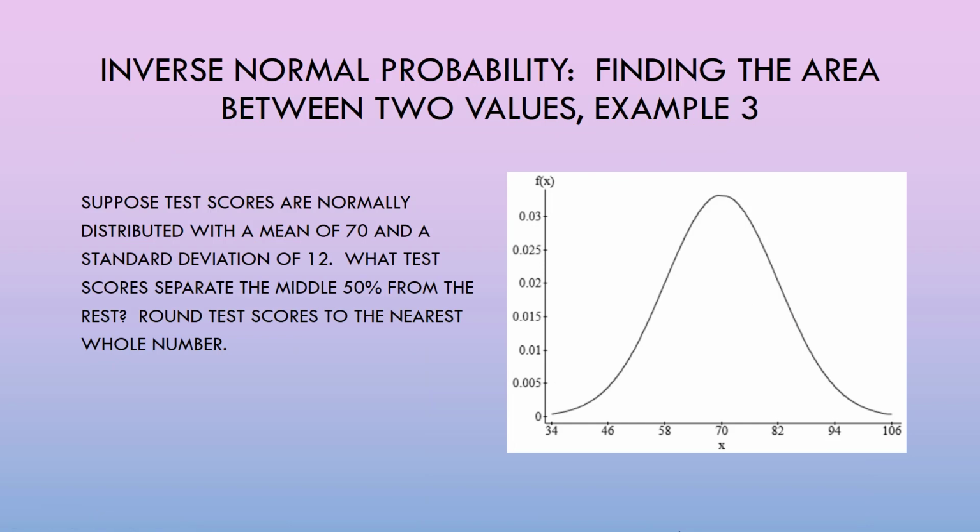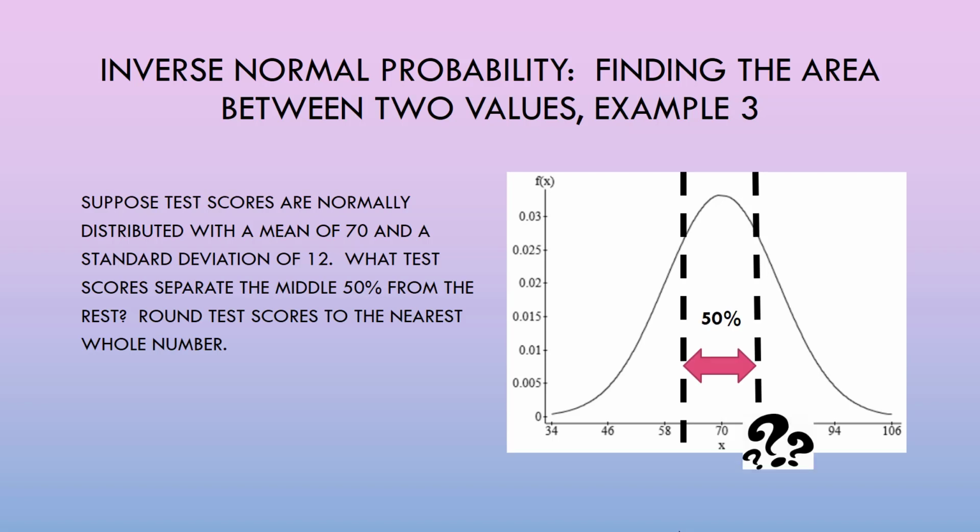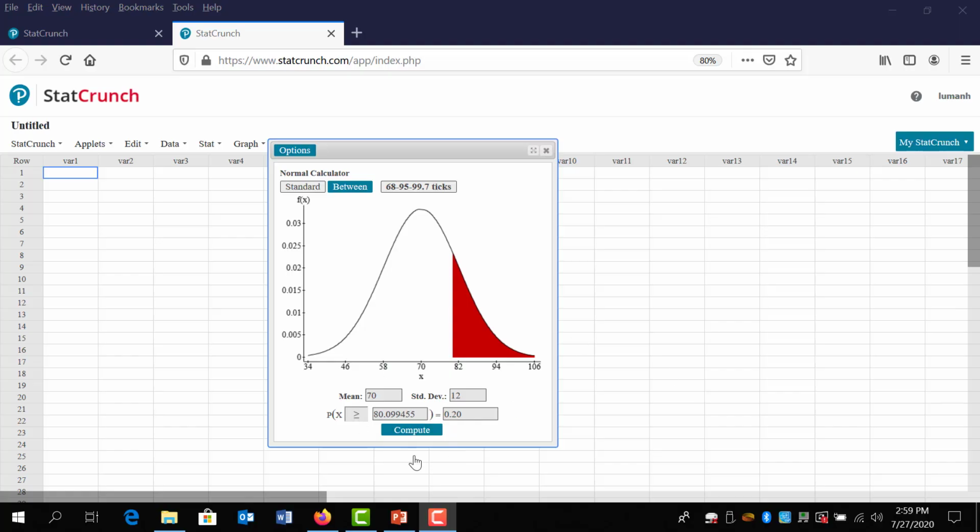Example 3. What test scores separate the middle 50% from the rest? Round test scores to the nearest whole number. So let's visually interpret this. We want to find two values that separate the middle 50% of the data from the rest. So we have two different values of the random variable that we're asking StatCrunch to find. If we look at the normal calculator, unfortunately right now, there's only one spot for one random variable.